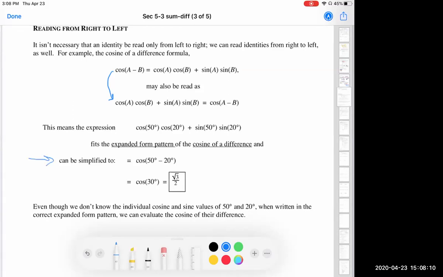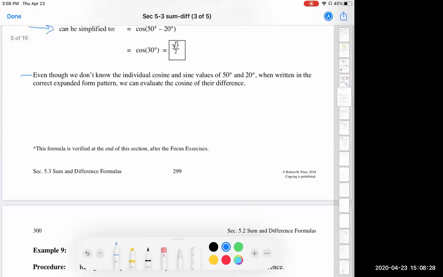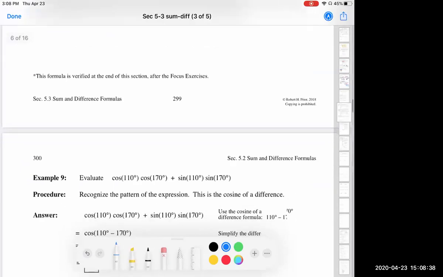For example, it can be simplified: cosine of 50 minus 120. Well, I can't find 50 and 120 in my unit circle, so I can subtract them so that it gives us cosine of 30, and we can work with 30. Even though we don't know the individual cosine values of 50 and 120, when written in the correct expanded form pattern, we can evaluate the cosine of their difference.